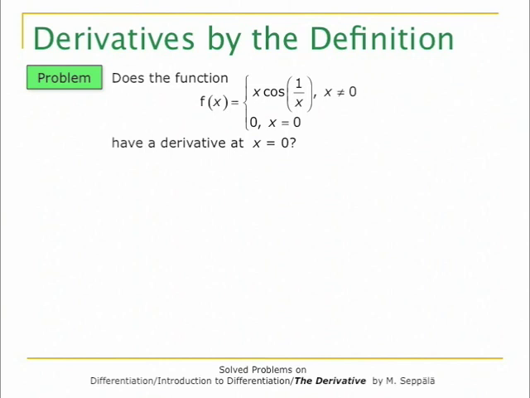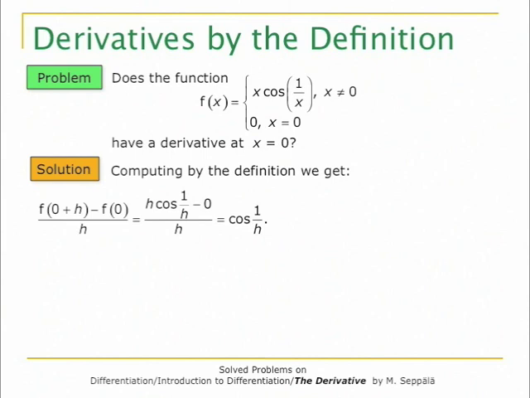Consider the function f of x defined by setting f of x equals x times cosine of 1 over x when x is different from 0 and 0 when x is 0. The question is, does this function have a derivative at x equals 0? We compute by the definition, and we consider the expression f at 0 plus h minus f at 0 divided by h. This expression must have a limit in order for the function to have a derivative at 0.